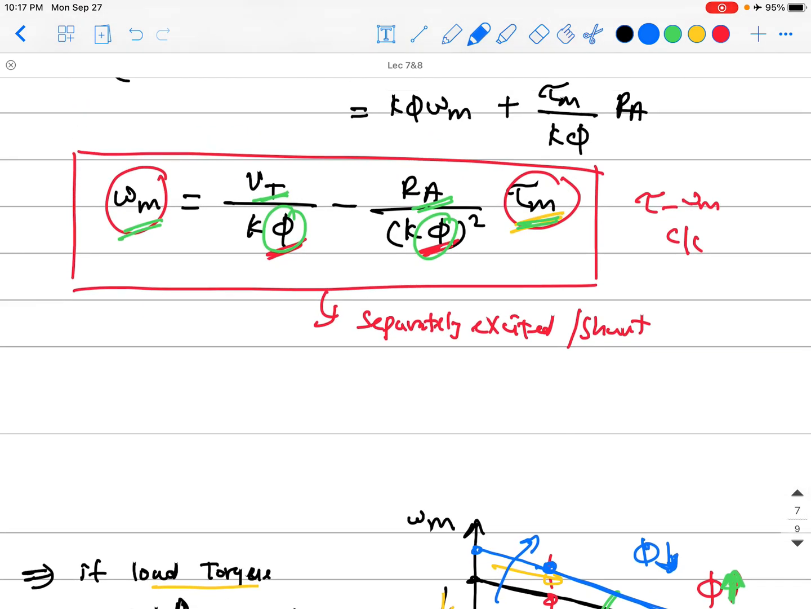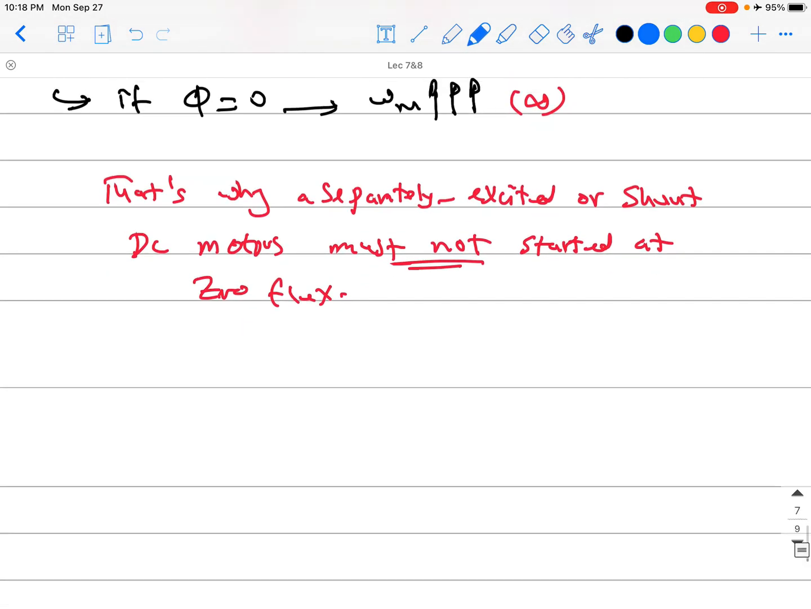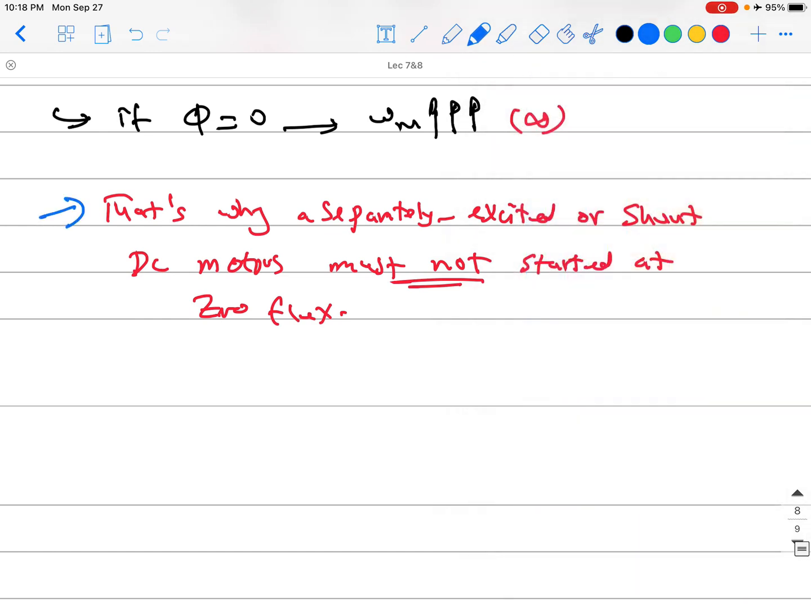Also from the same equation, we have another notice. The flux here is in the denominator of the equation. That means if you have a zero flux, you'll have an infinite amount of speed. So that's a very, very important hint for a separately excited or shunt machine: it has never to be started at zero flux. You have to make sure that the machine has enough magnetic flux before you apply a terminal voltage to it as a motor. Otherwise, the speed will jump to a very high speed, and this will bring you a mechanical failure. The shaft can break down, you can have accidents, and we don't like this. So that's a very, very important safety precaution to have in mind here.